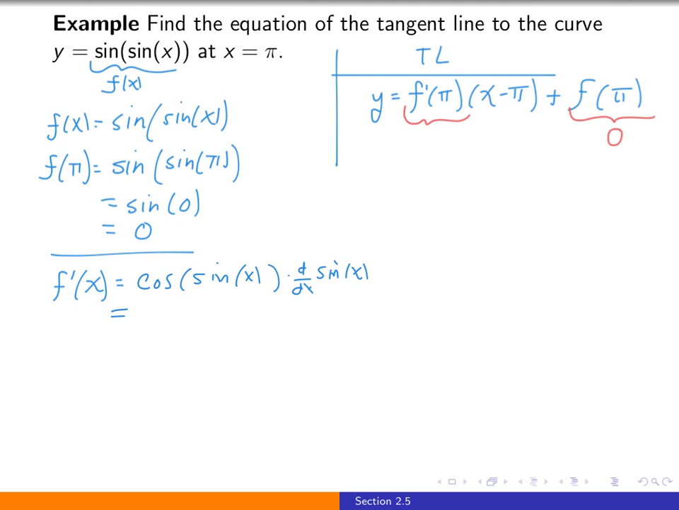I just want to make sure that, as much as we possibly can, you see exactly what we are doing step for step. So this is cosine of sine multiplied by cosine. And we need to know what is the value f prime of pi. So replace both of those x's with a pi.